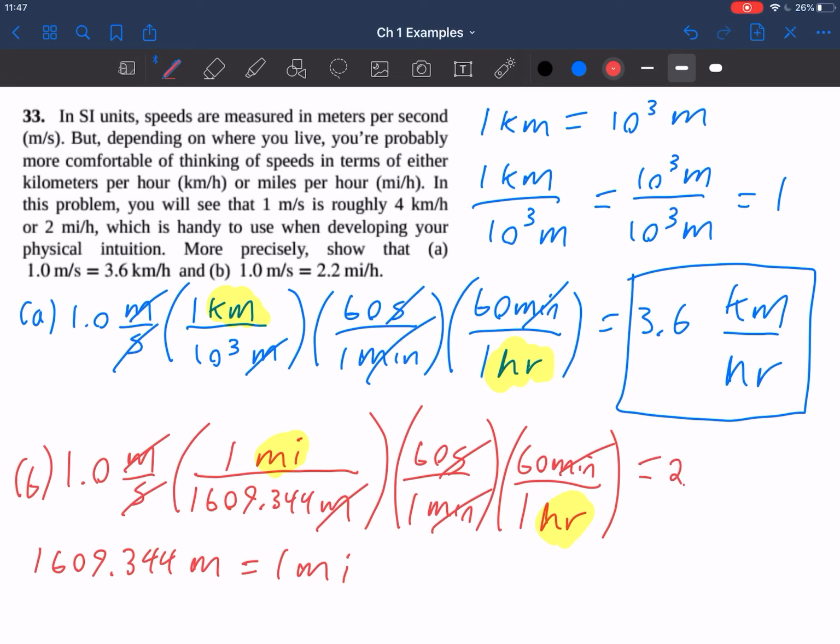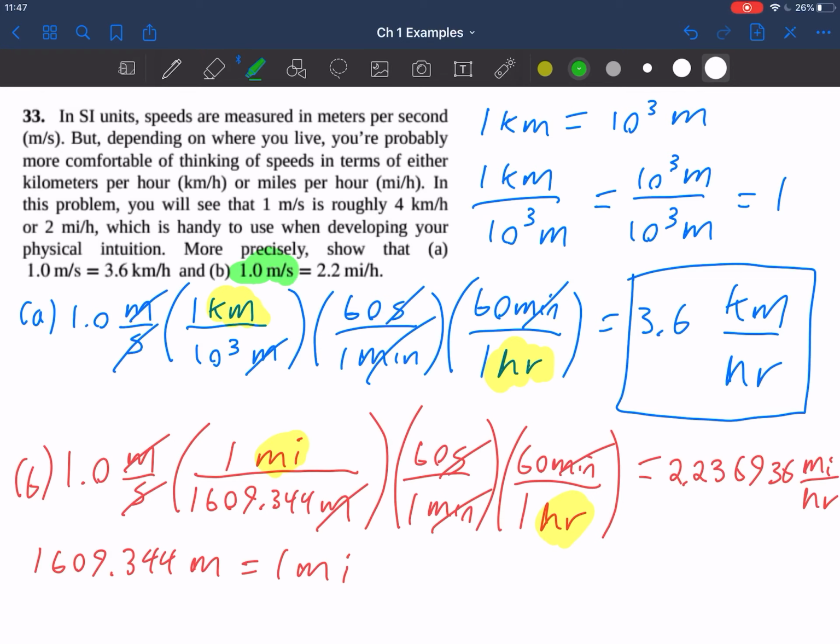There is 2.236936 something something something miles per hour. Okay, so we get a lot of digits. So that may be the case that 1 meter per second is equivalent to this many miles per hour, but they didn't give us a number with infinite precision to start with. They gave us a number with 2 sig figs, right? They gave us this number, 1.0 meters per second. There are only 2 sig figs.